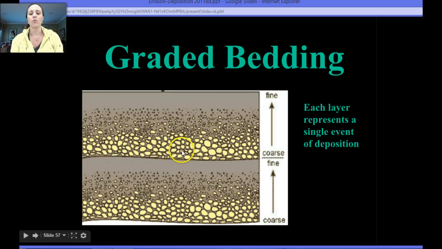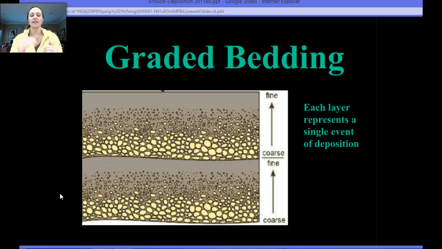So first we have one event of deposition, where the water came and it slowed down and it dropped the particles, or deposited the larger particles on the bottom, and the smaller ones on top of them. But then, as I said before, the area dried out. And then another season came and another round of water came through the area, depositing another set of sediments. And it will sort in the same fashion.